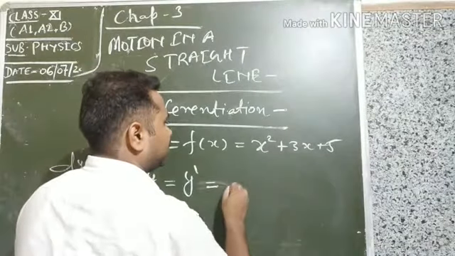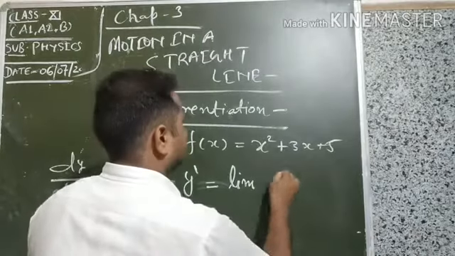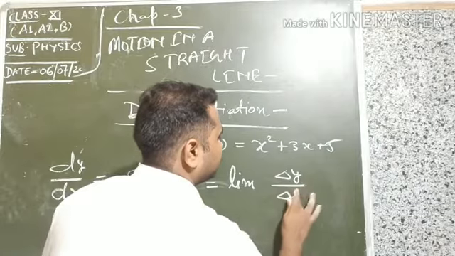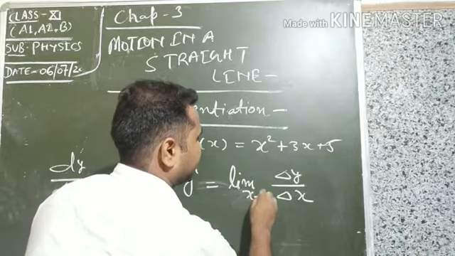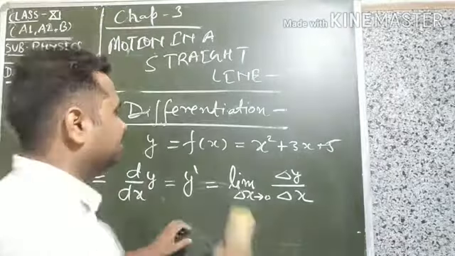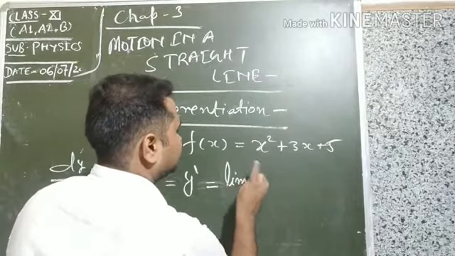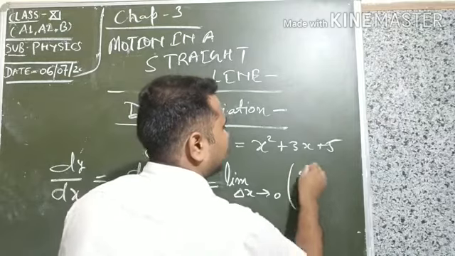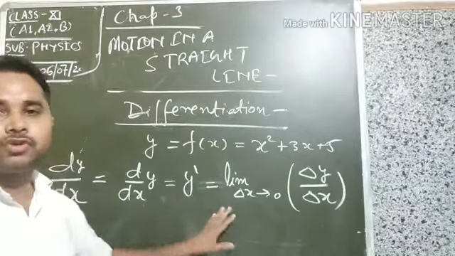the limiting value of change in y with respect to change of x with delta x tends to 0. Try to understand. I am writing here again. It is equal to limit delta x tends to 0, delta y by delta x. This is the definition of differentiation.